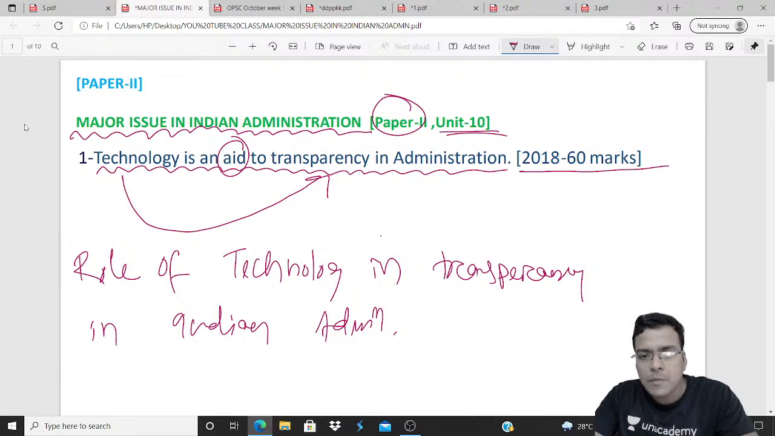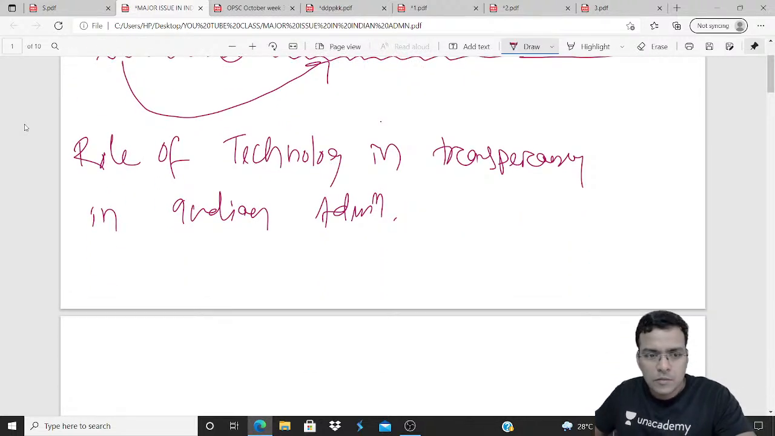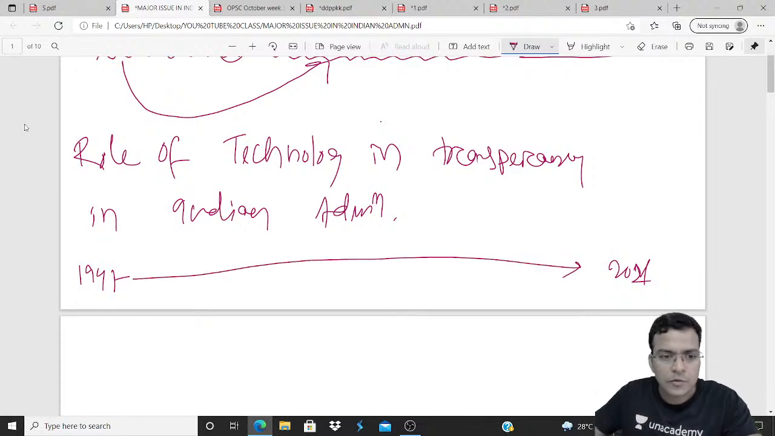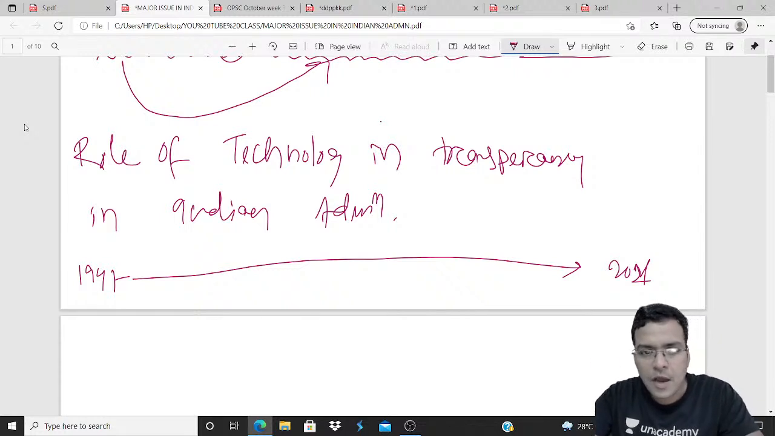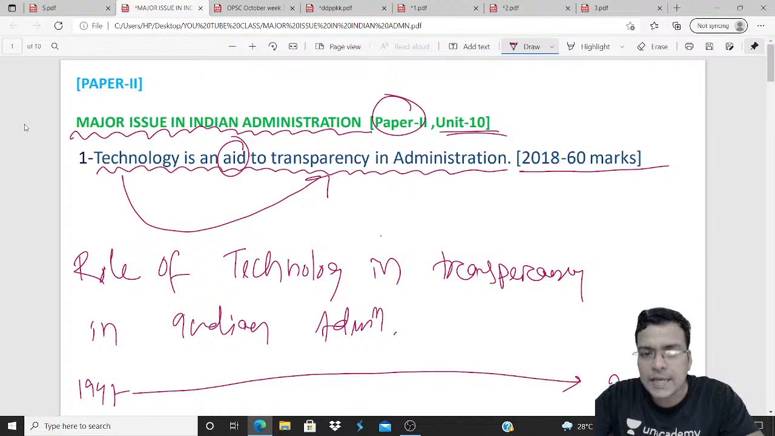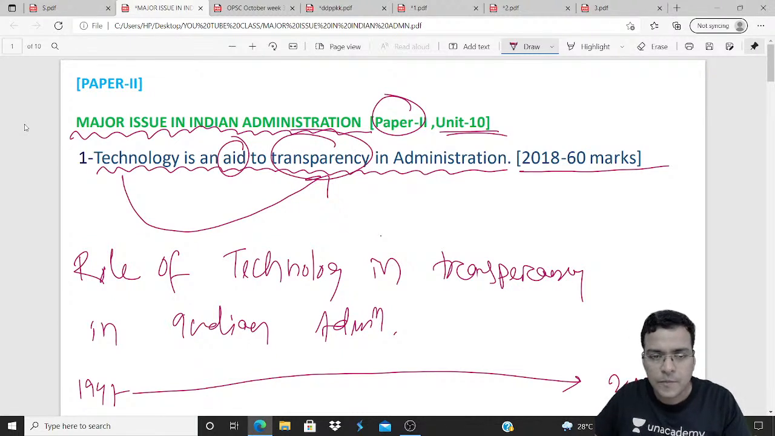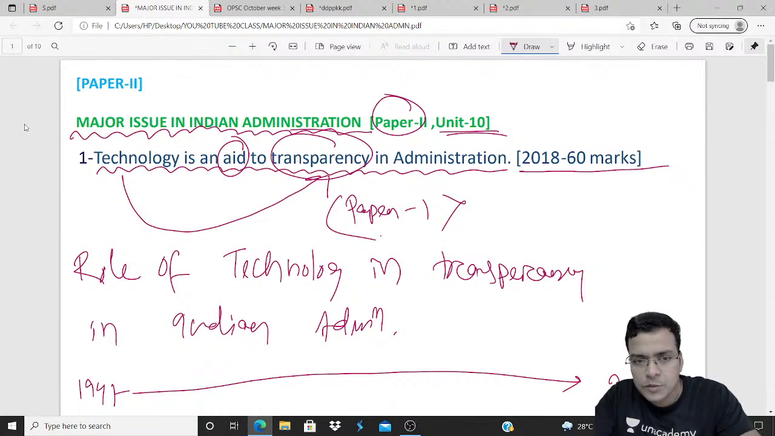So we need to write about Indian administration from 1947 till 2021, and from this we will depict the growth and development of Indian administration and how technology is adding the notion of transparency in Indian administration. That we have to write. Focus on this transparency. Many things here you need to bring in from paper 1. The concept of secrecy in Indian administration.